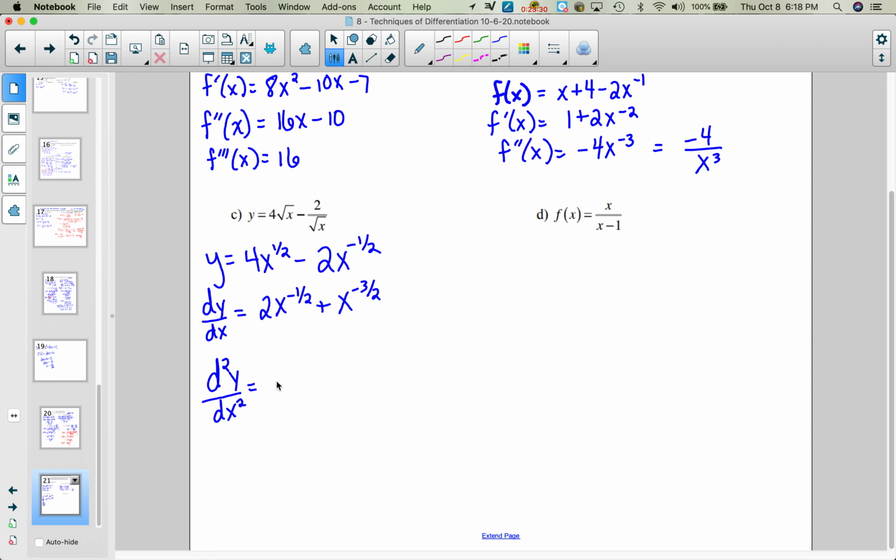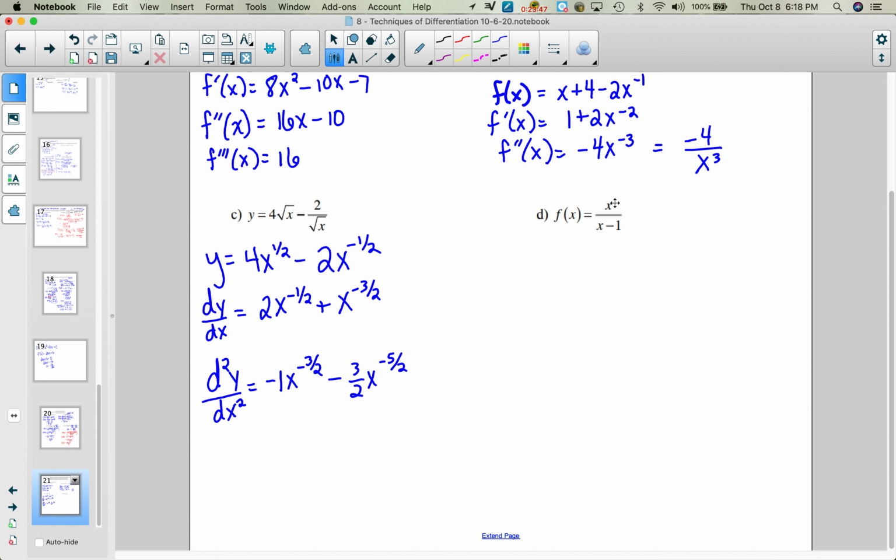So a half times 2 is 1. So we get negative 1 x to the negative 3/2. And here we'll have minus 3/2 x to the minus 5/2. And I'm just going to leave it like that with negative exponents. You get the idea of what we're doing with the second derivative.